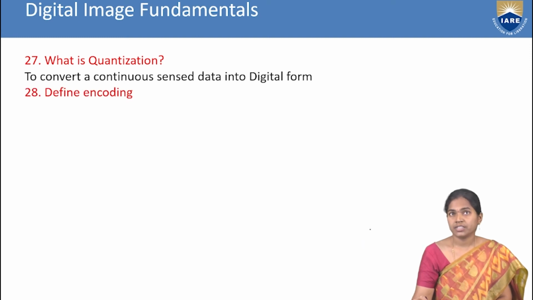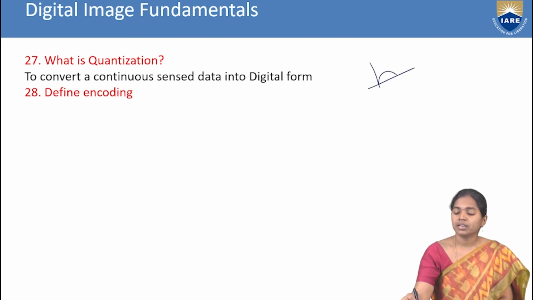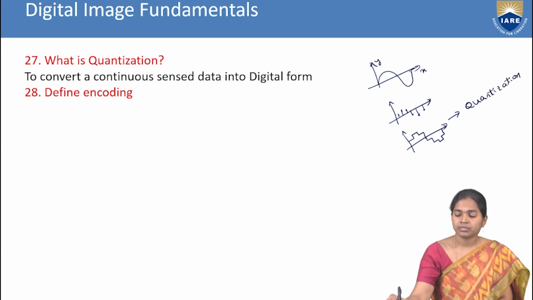And what is quantization? Quantization converts the continuous signal on the x and y axes into discrete amplitude levels, and these discrete amplitude levels are converted into fixed voltage levels. So this is the output for quantization. This is the output for sampling. So this is for input.